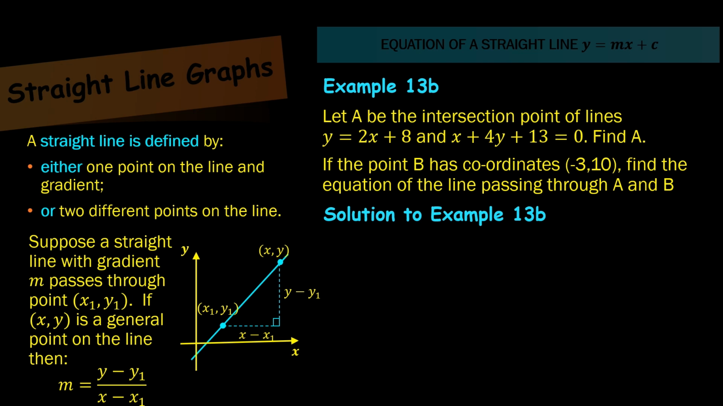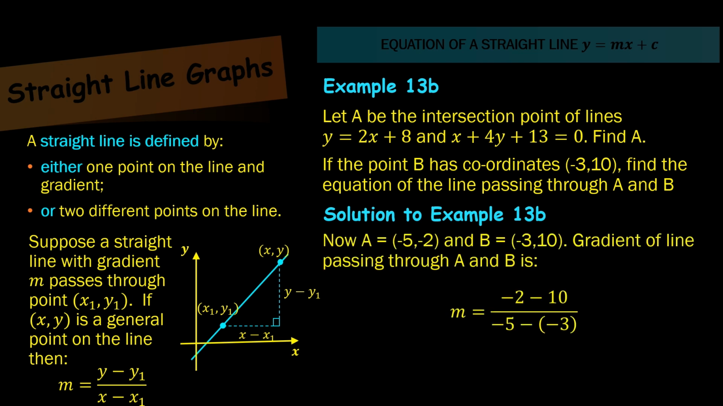Now A equals (minus 5, minus 2) and B equals (minus 3, 10). The gradient of the line passing through A and B, substituting into the equation for m, is m equals minus 2 minus 10 all over minus 5 minus minus 3, which equals minus 12 over minus 2, which is of course 6. And therefore m equals 6.